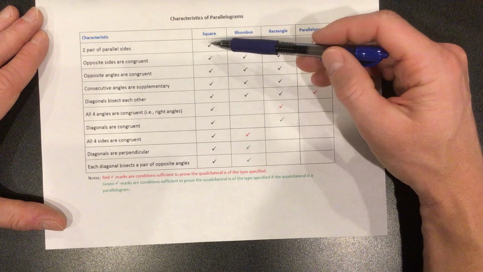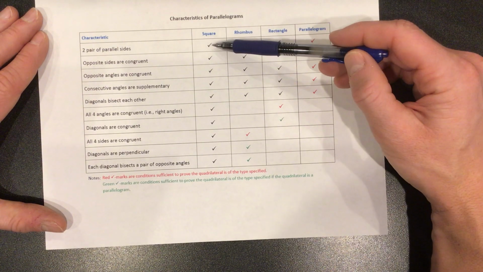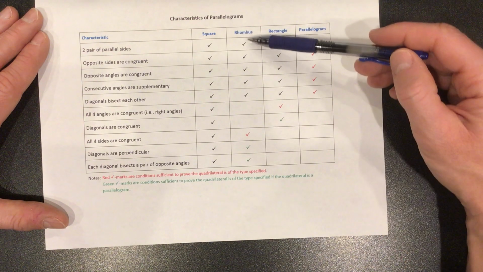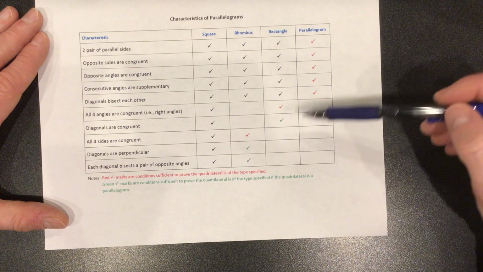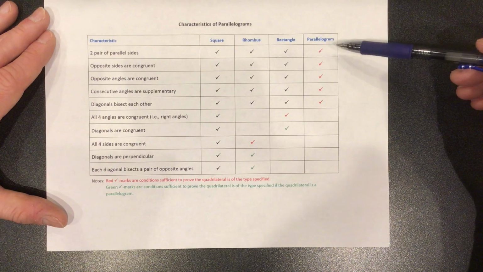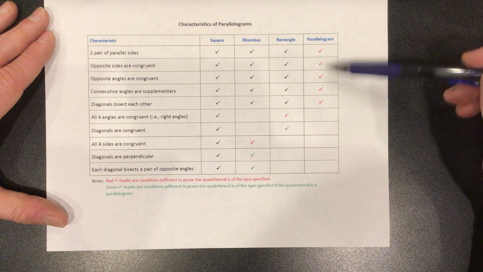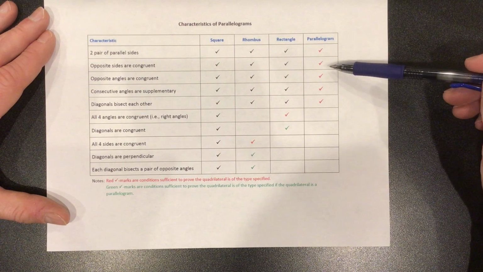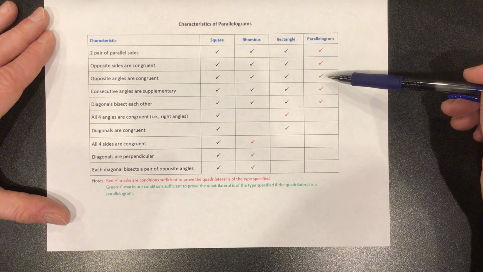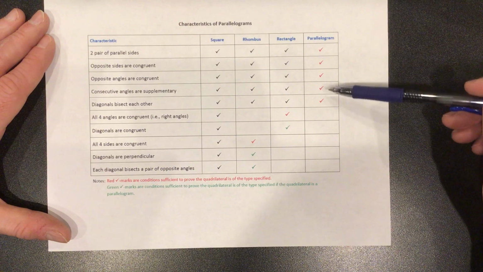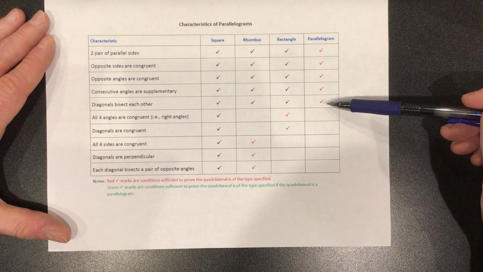A square has all of these. It is a parallelogram, and it's got all of these extra properties. A rhombus has extra properties. A rectangle has extra properties. But just in general, if you just tell me you have a parallelogram, then we're looking at these properties. Two pairs of parallel sides. Two pairs of opposite sides are congruent. Two pairs of opposite angles are congruent. I guess just opposite angles are congruent. Consecutive angles are supplements, and the diagonals bisect each other.